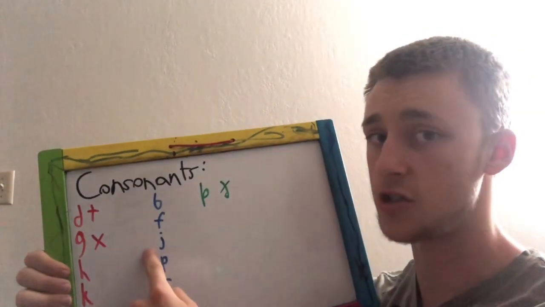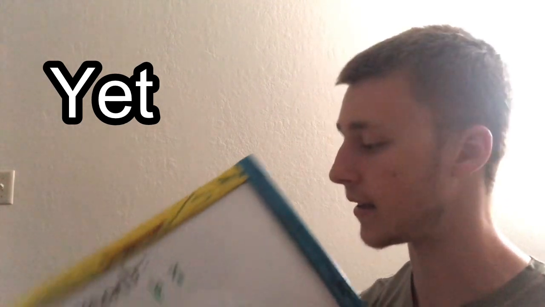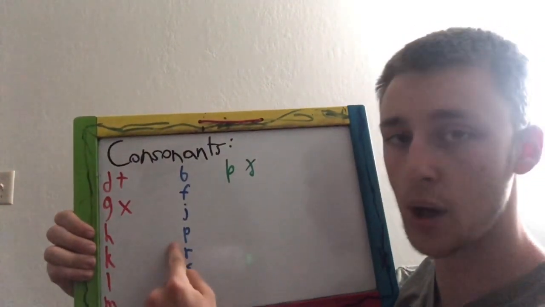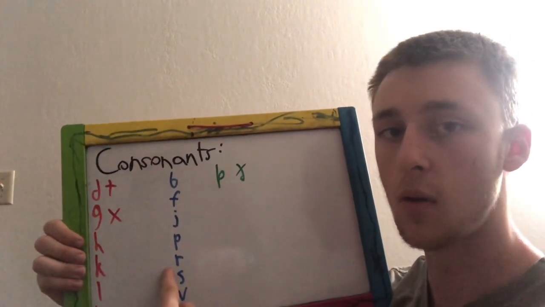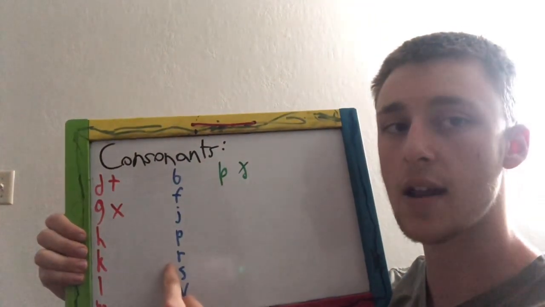J is not J like in just. It's actually ya like in yet. Ya. It is ya. So we have b, f, j, p, r. You don't roll your R's, you trill your R's. Trill. R, r, r. It's like 2 or 3 taps. That's all it is. Trill.